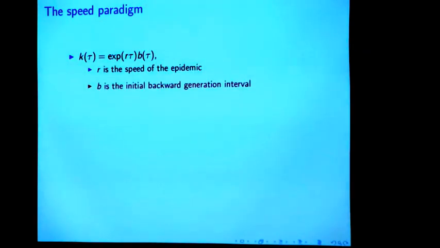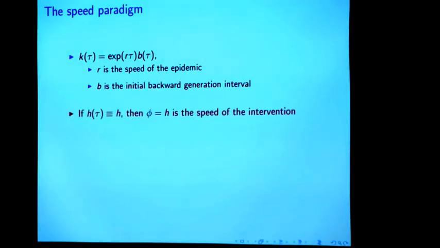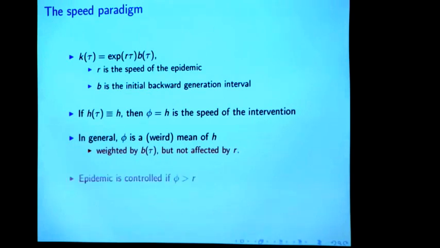R is the speed of the epidemic, and B is the backward generation. And we also have a mean. If we have a constant hazard of reducing risk as tau increases, then phi is just h. Otherwise, it's a weird mean over the backward generation interval. And again, the epidemic is controlled if phi is bigger than r.